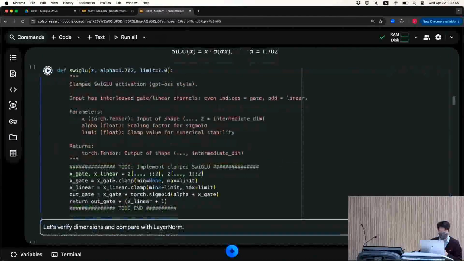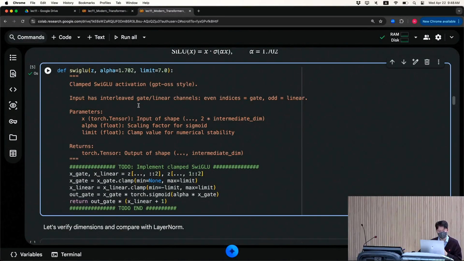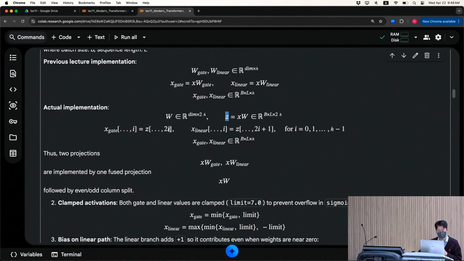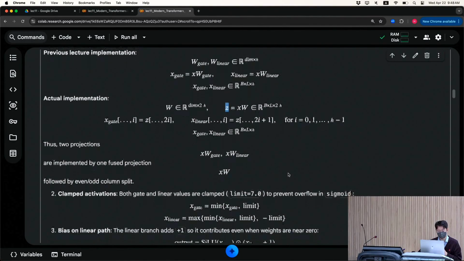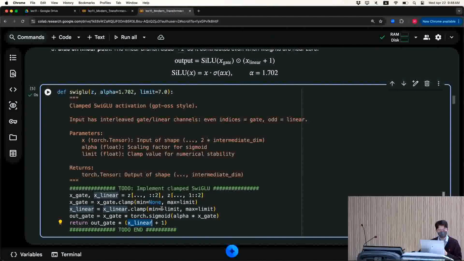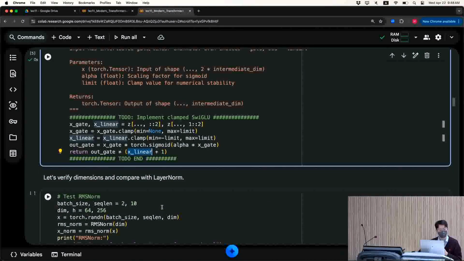So we implemented this together last time. You take as input the matrix multiply Z here, and the even and odd dimensions become X gate and X linear. You apply the clipping on the gate and linear, you compute SiLU on the gate, and you do an element-wise multiply between the SiLU output and X linear plus 1. That was the implementation that we did last time together.